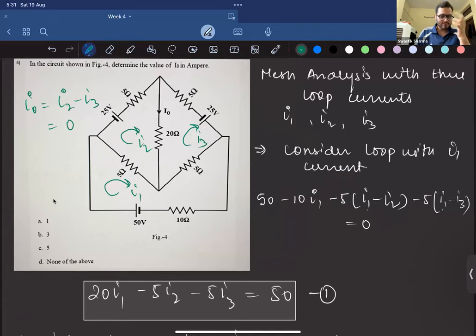So see, I'll tell you one thing. It's a Wheatstone bridge, but a balanced Wheatstone bridge, we talk only if at all of these arms there are resistors, right? Here there are voltage sources. I don't know if we can still call it a balanced Wheatstone bridge or not, since there are voltage sources in those arms. But since I0 is coming out to be 0, I hope it's a balanced Wheatstone bridge. But then again, I don't want to call it a Wheatstone bridge right now.